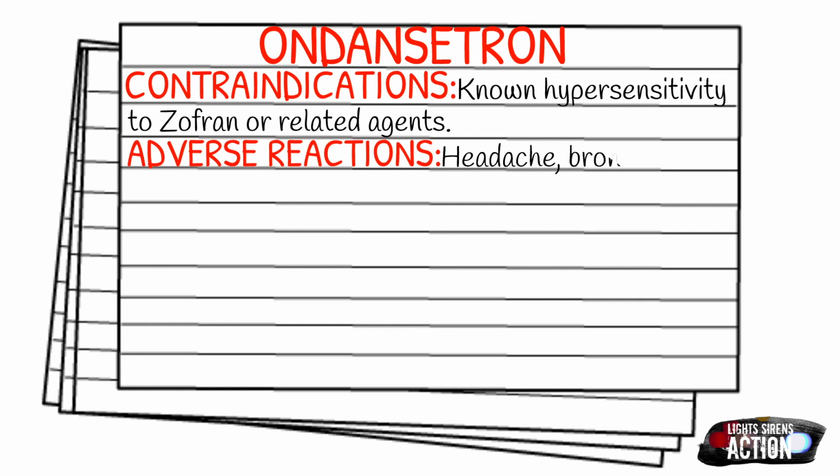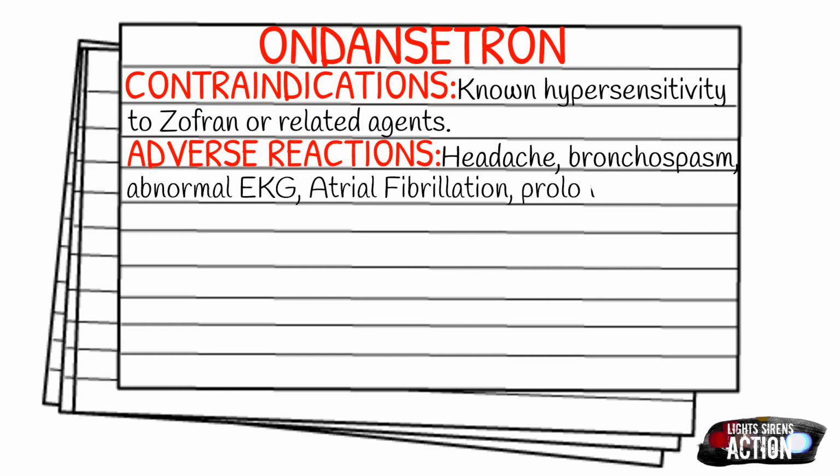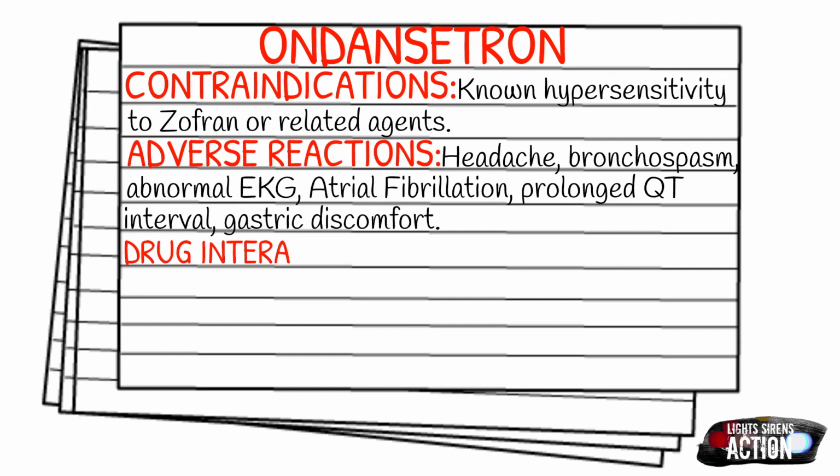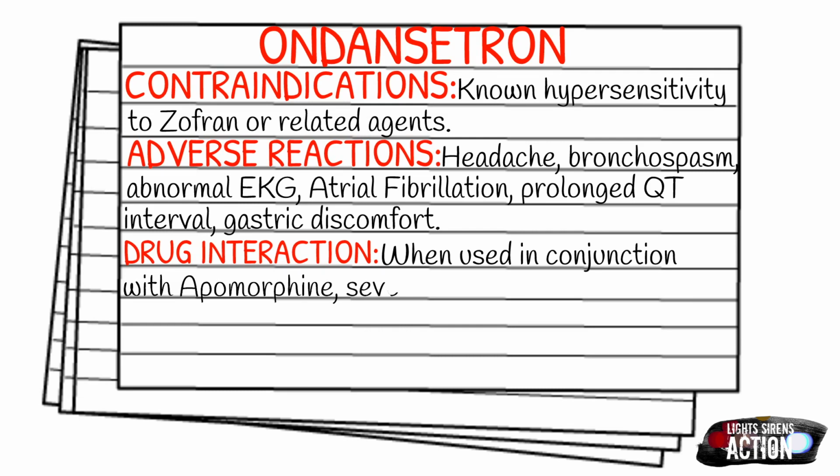Your adverse reactions can be a headache, a bronchospasm, abnormal EKG, atrial fibrillation, a prolonged QT interval, and possibly gastric discomfort. If a patient is given Zofran in conjunction with apomorphine, they do run the risk of severe hypotension with a loss of consciousness, so it's not recommended. And if I'm not mistaken, apomorphine, typically you see that medication prescribed in patients that have Parkinson's disease.